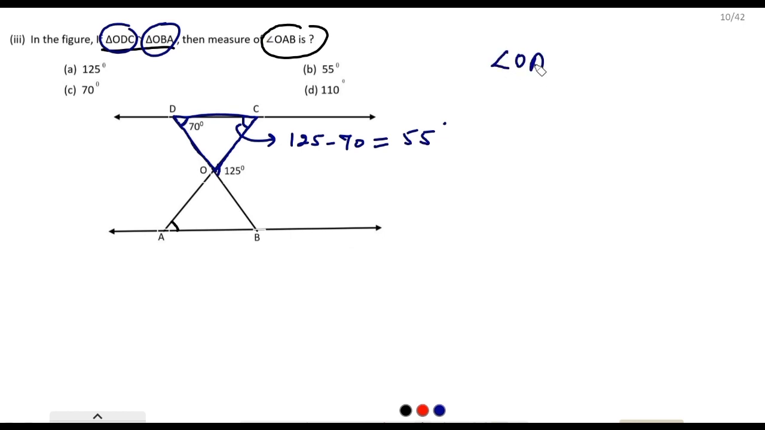Then angle OAB will be equal to its corresponding angle in triangle ODC. Its corresponding angle will be OCD, which means first, last, then middle. So take first, last and then middle: angle OCD. Now angle OCD is 55 degrees, which means this angle is 55 degrees.